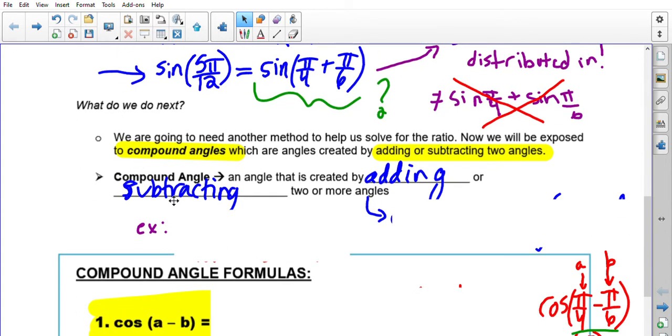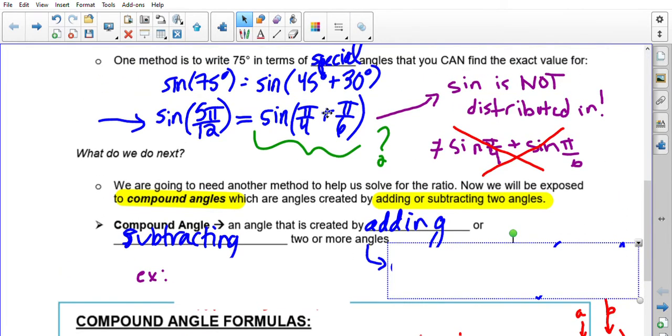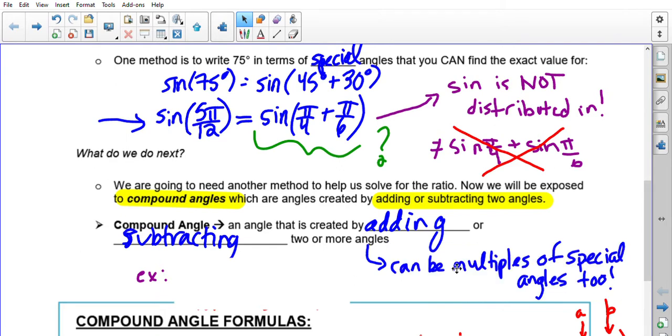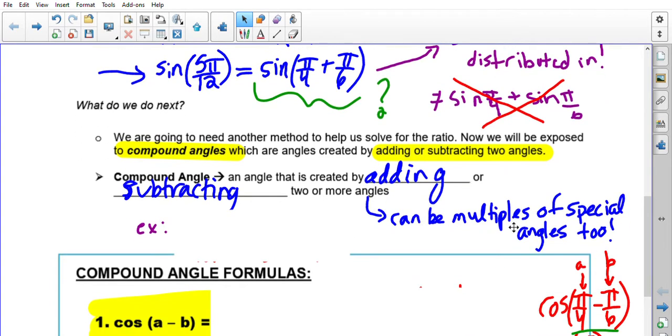So usually when you say compounded, that means multiple items or two things put together. So a compound angle is an angle that is created by adding or subtracting two or more angles. Also I want you to keep in mind, up here we added and subtracted some special angles. So it can be 45 plus 30, we can do 45 plus 60, we can do 60 minus 45, there's plenty of options. But keep in mind it can also be multiples of special angles too.